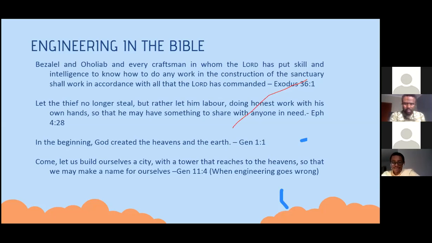Engineering is found in the Bible. If you will read these verses, you will also see that it is encouraged in the Bible. But I also wanted to say that with the last verses, when you read about the Tower of Babel, you see that sometimes engineers can go haywire and they will design wrong things, and God will intervene. In this case, it was the Tower of Babylon. They designed a tower that's supposed to go to the heavens, and God wasn't pleased.